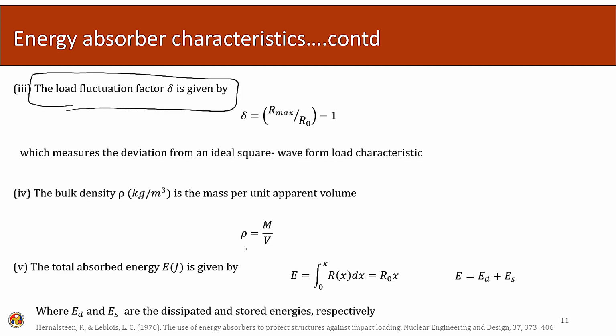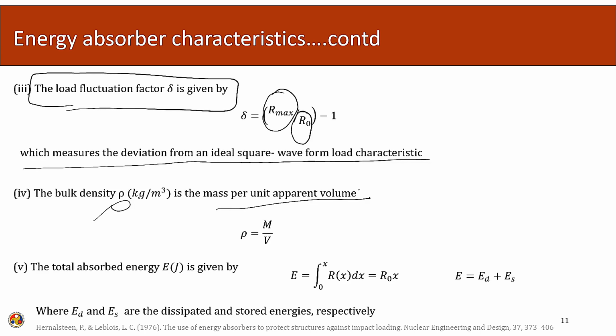Similarly, we are defining the load fluctuation factor. The load fluctuation factor is defined in terms of R max, the maximum reaction load, and the average reaction load. It gives us a sense of how the load is being absorbed by the energy absorber. It measures the deviation from an ideal square wave form load characteristic. Next quantity is the bulk density. Bulk density rho is the mass per unit apparent volume.